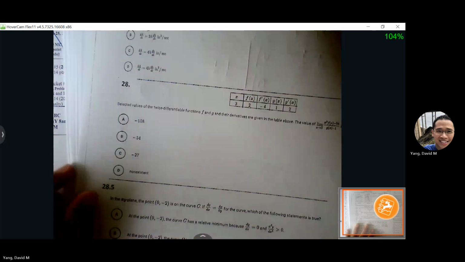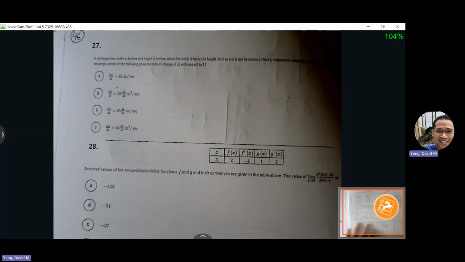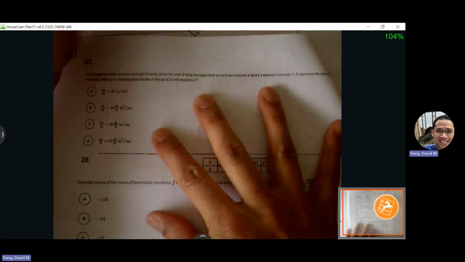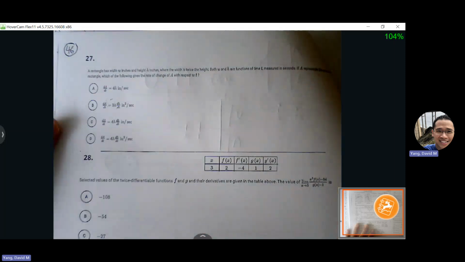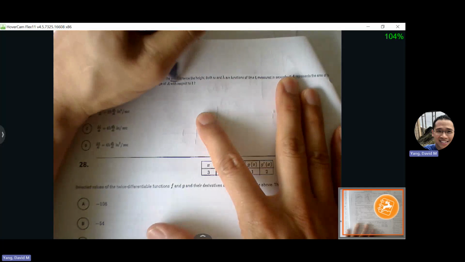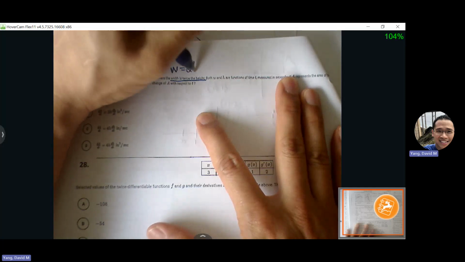Okay, 27. I want us to be able to look at a problem and recognize when there's a need for related rates. So number 27 says a rectangle has width W inches and height H inches, where W is twice the height. So I'm going to create that relationship there. W equals twice the height.